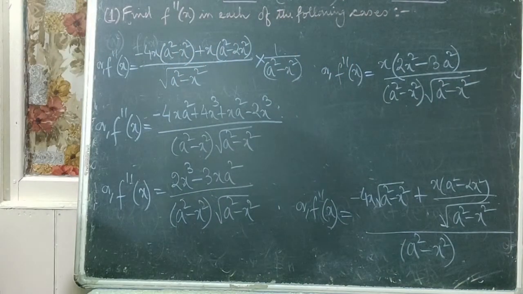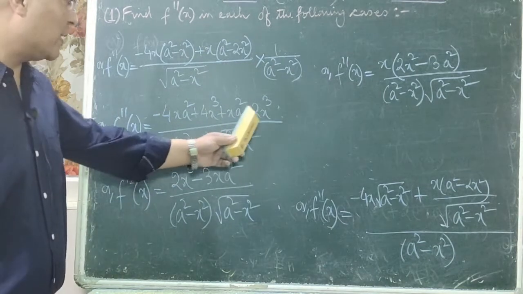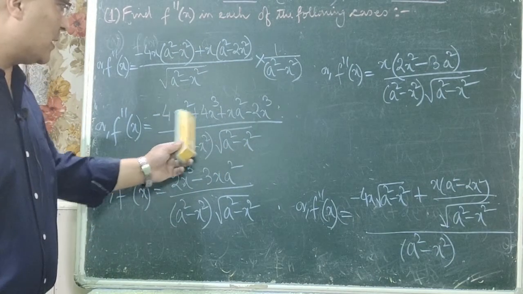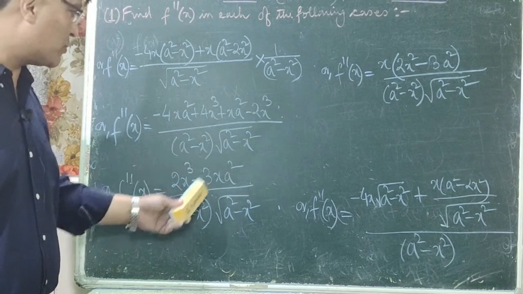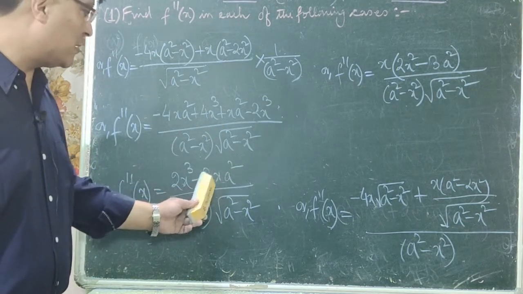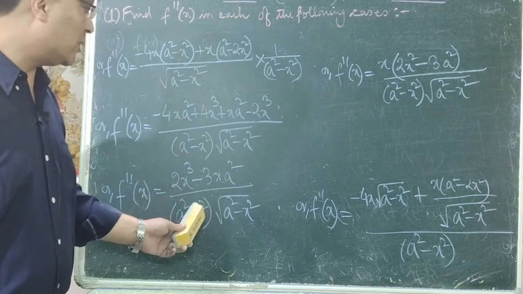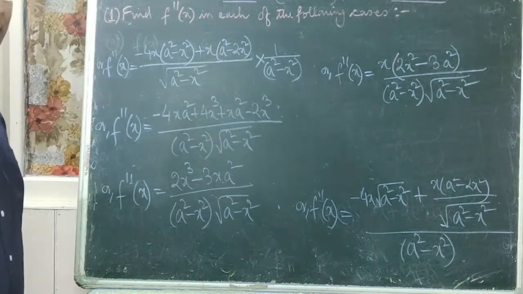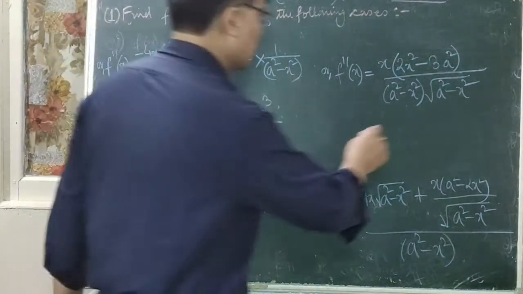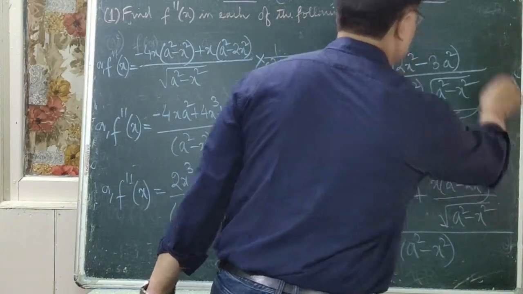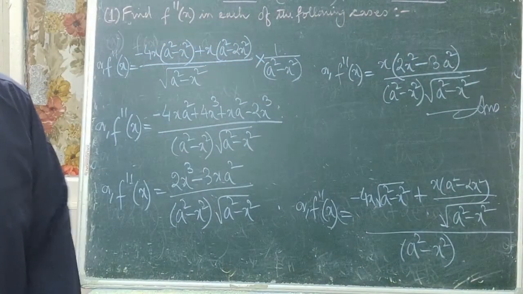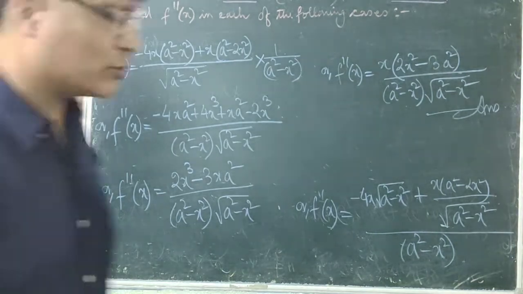Is that clear? So I think you have understood it. This is 4x cube minus 2x cube, 2x cube, minus 3x a square, different signs so you subtract them, and the denominator is kept as it is, and here x is taken common. So this is the final answer. I think you have understood it. You can copy it. We'll do the next question now.